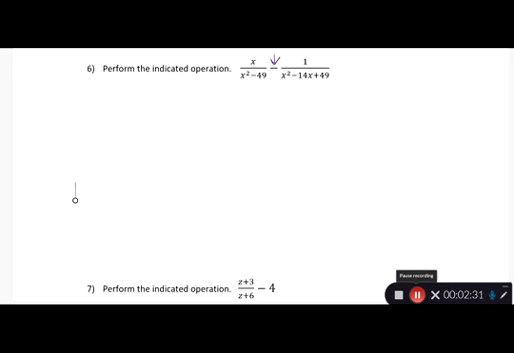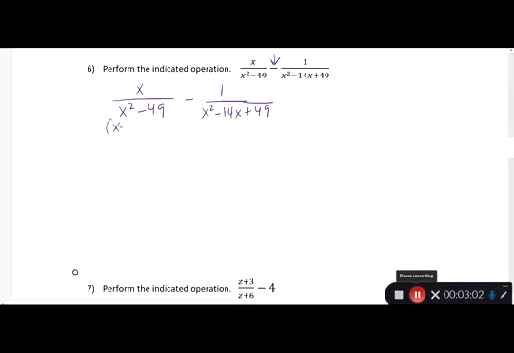Please don't try to change this into multiplication or anything else. It's a mistake we see often. So we have x over x squared minus 49 minus 1 over x squared minus 14x plus 49. And hopefully you remember that in order to add or subtract two fractions, you need an LCD, a least common denominator. So what we need to do is actually factor both of these denominators to see if they have any common factors. X squared minus 49 hopefully looks familiar to you.